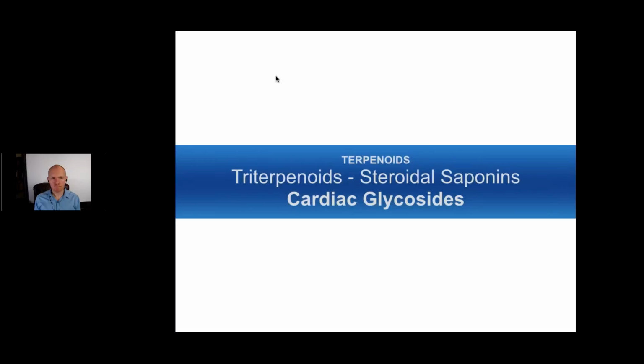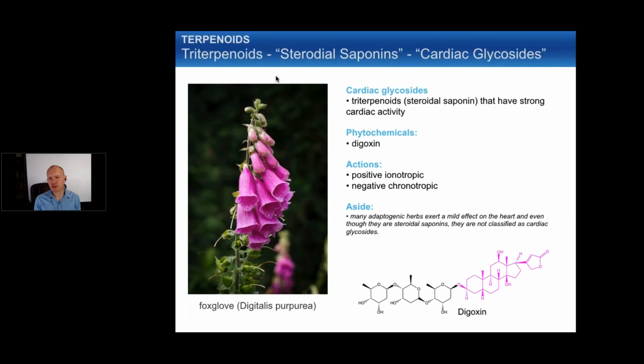And I'll do one final one. The triterpenoids. If you look at digoxin, this is your cardiac glycoside. This is a steroidal saponin, but primarily it's referred to as a cardiac glycoside. So it has that steroid backbone. It does not have any adaptogenic properties because it has such a strong effect on the heart as a positive inotropic compound and a negative chronotropic.